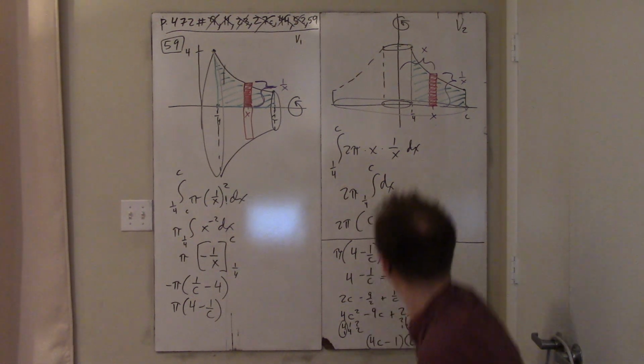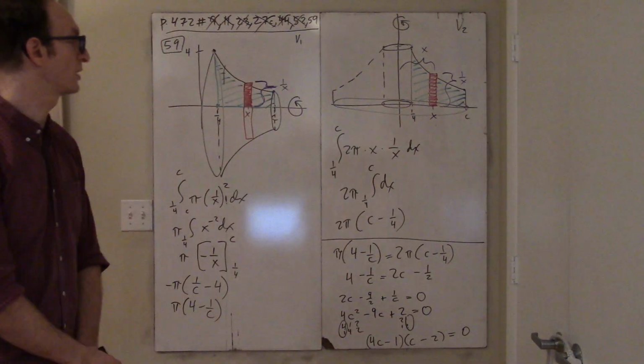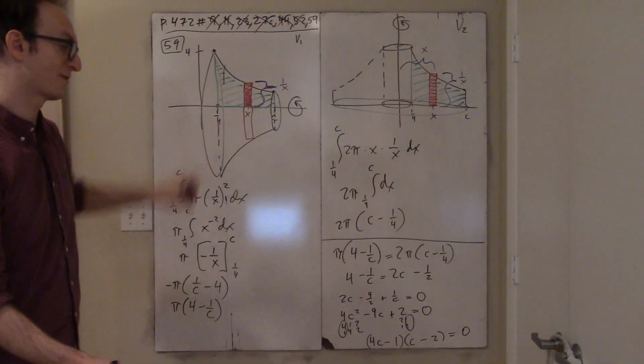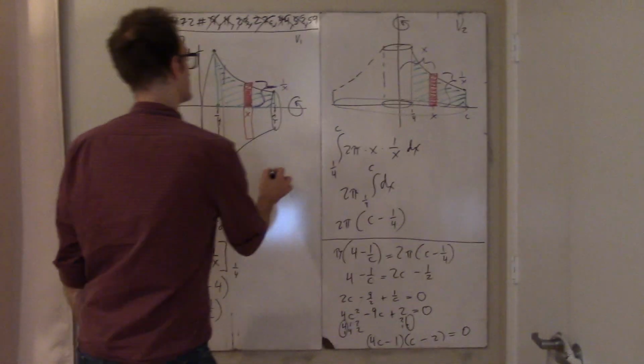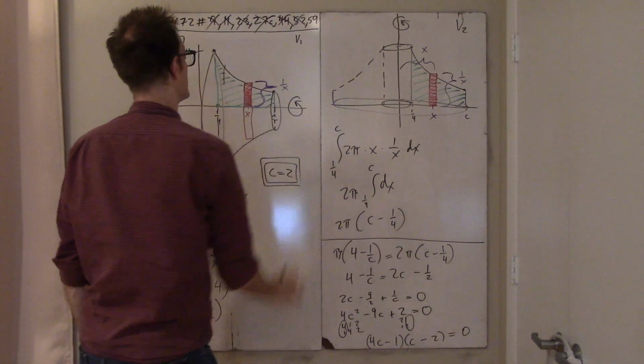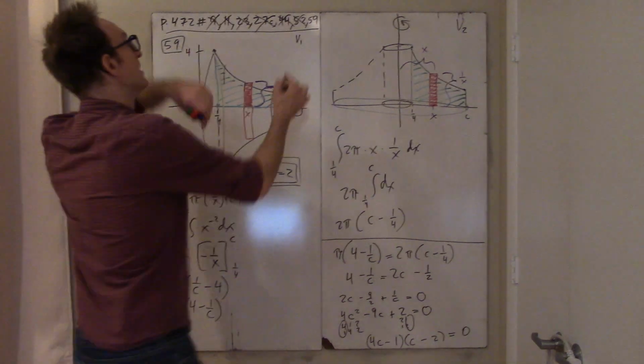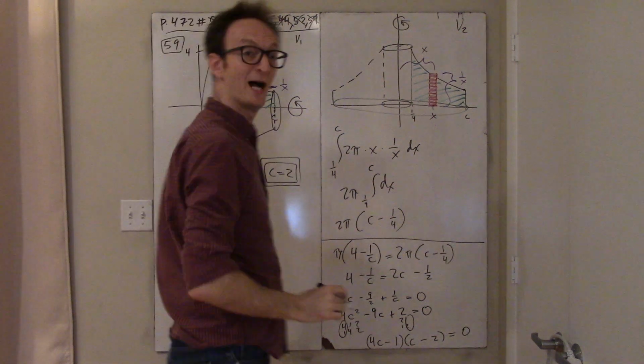Okay, so when do these shapes have the same volume? They have the same volume when c is 1/4, which is just that their volume is 0, but they also have the same volume when c equals 2. And that's just too good. So it's just gotta be right. Yeah. Okay. There we go, guys.